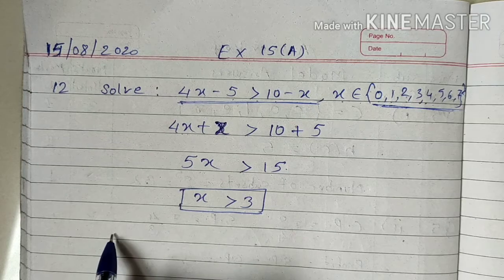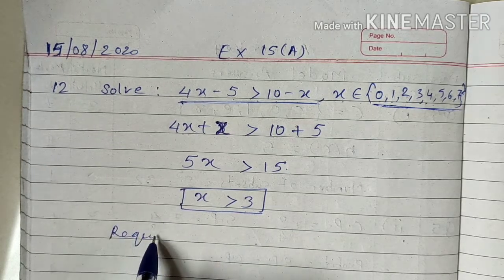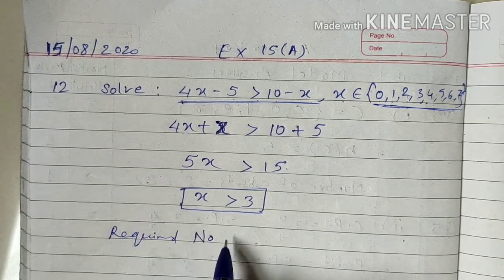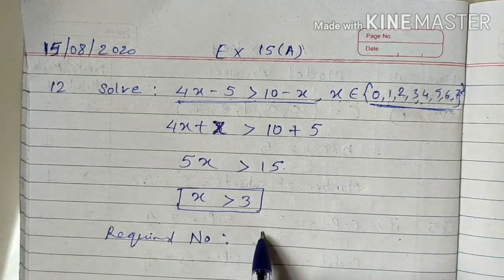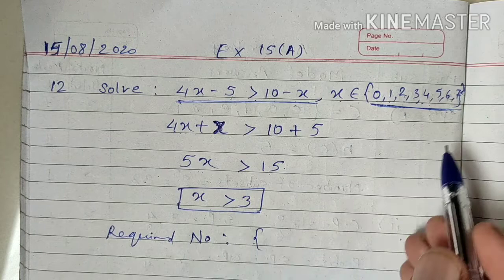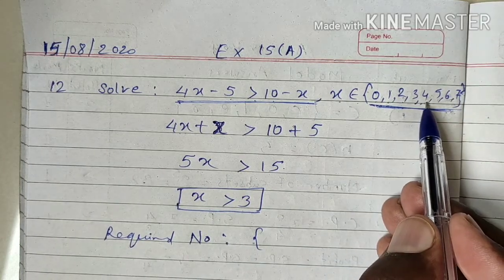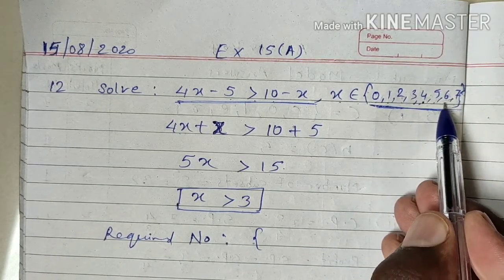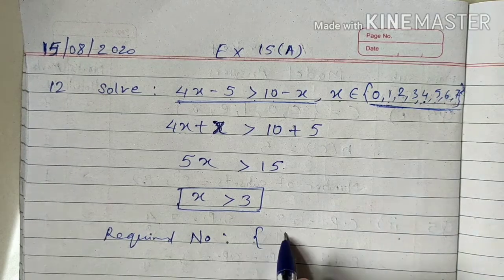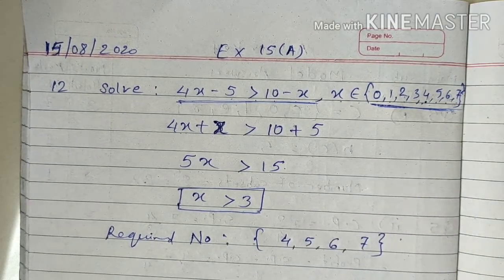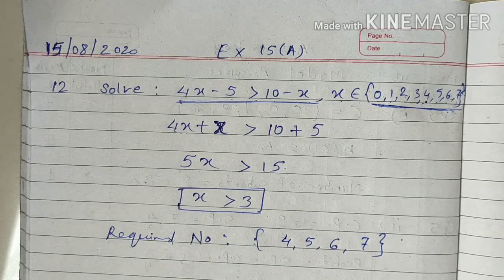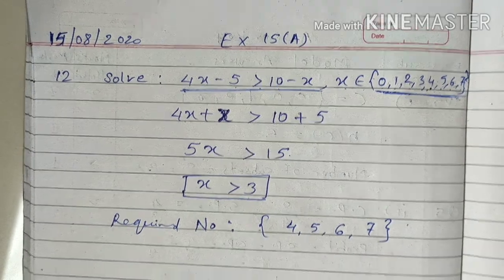So let us select the required numbers from the replacement set. The numbers which are greater than 3 are 4, 5, 6 and 7. Got it? So these are the required sets.